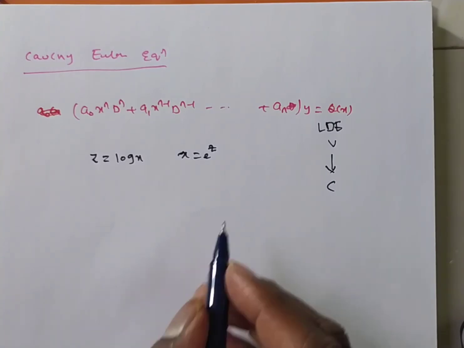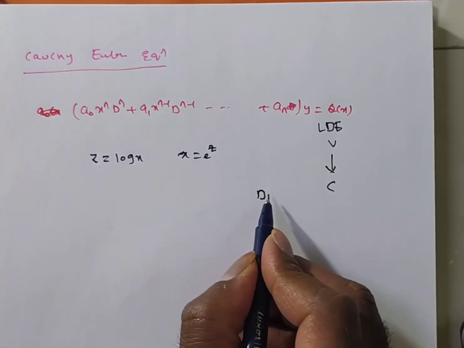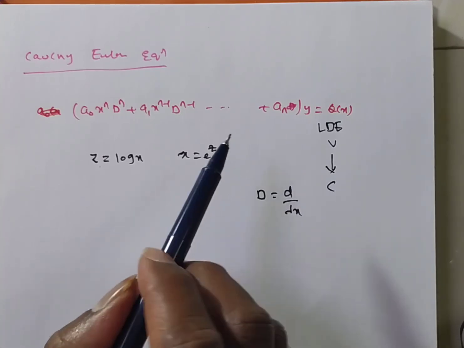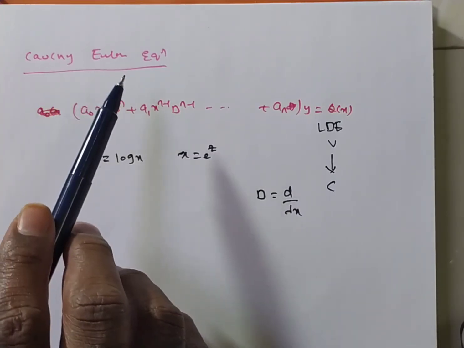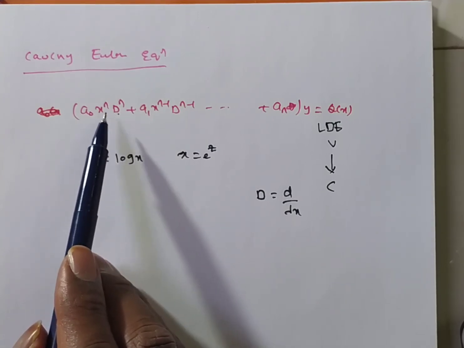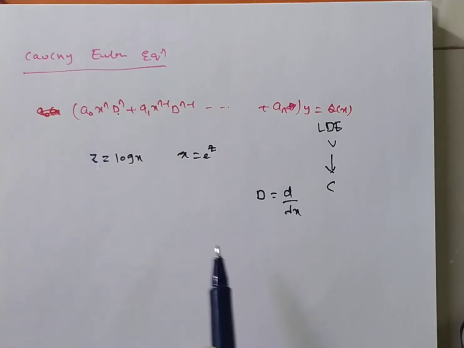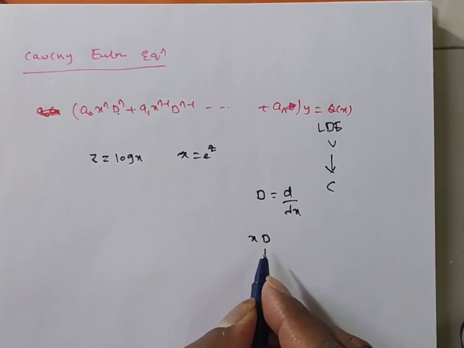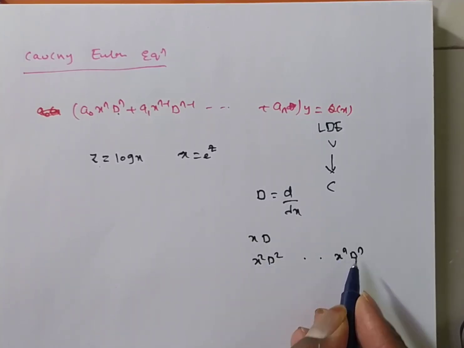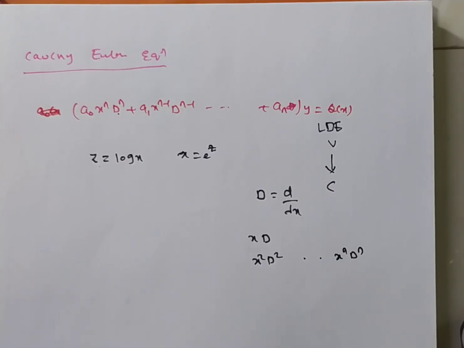Friends, you see here the differential equation in operator form, where D is nothing but d by dx. But in the Cauchy-Euler equation, the order of the derivative and the index of x are the same. You will have terms like xD, x squared D squared, and so on, x to the power of n, D to the power of n. Now we have to convert into another variable.